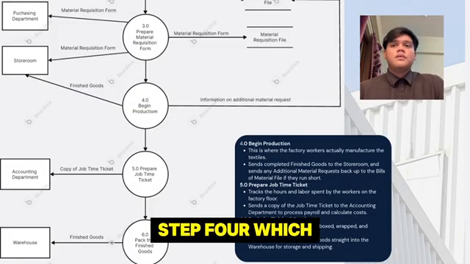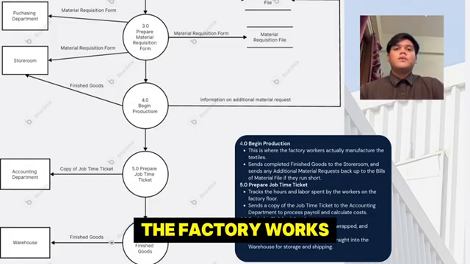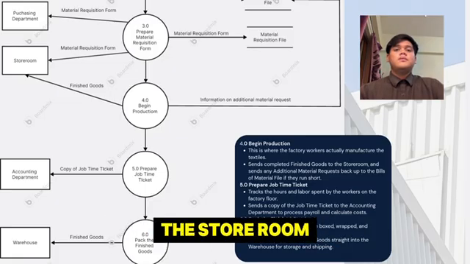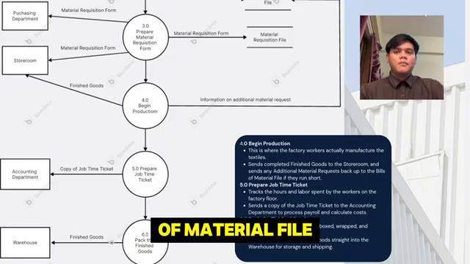So next is step 4, which is begin production. This is where the factory work happens. Materials are processed and finished goods are sent to the storeroom. But if there is any additional material request, it is sent to the bill of material file.